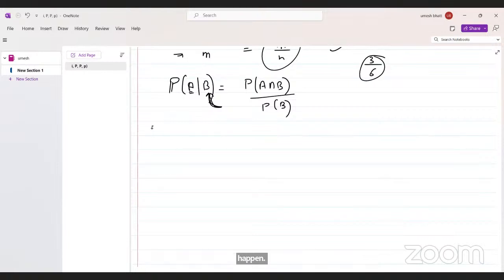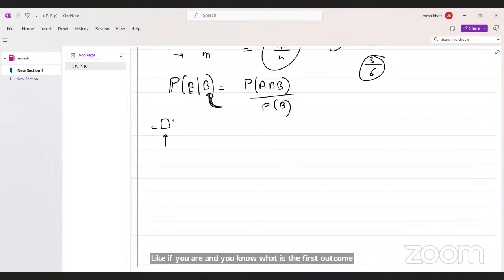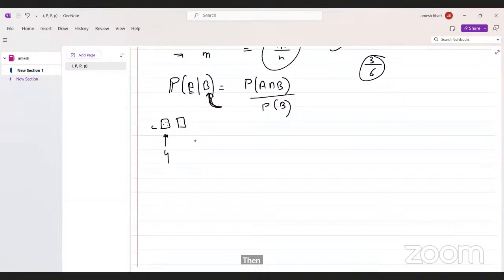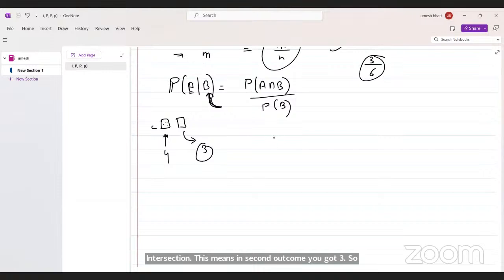Like if you are tossing two coins, or you have two dice, and you know the outcome in the first roll, assume that this is 4, and what is the probability of getting 3? In that case, what is the intersection? This means in the second outcome you got 3, so the intersection is 4, 3.